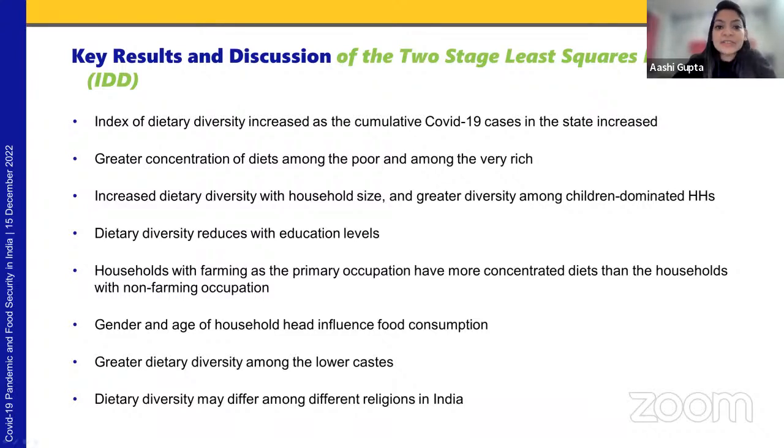Dietary diversity may differ among different religions in India. This may be because of different religious beliefs and practices. For example, the Islamic religion allows consumption of certain types of meats, which perhaps adds to the greater dietary diversity that we witnessed in the results.